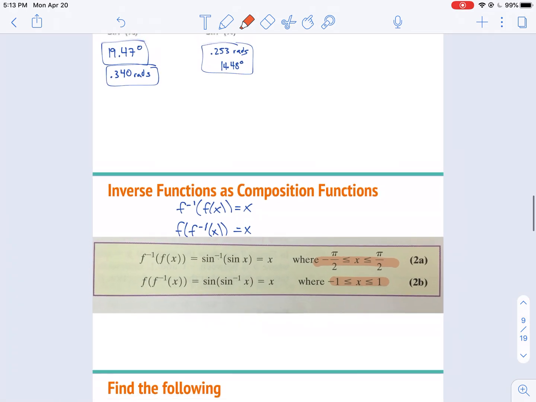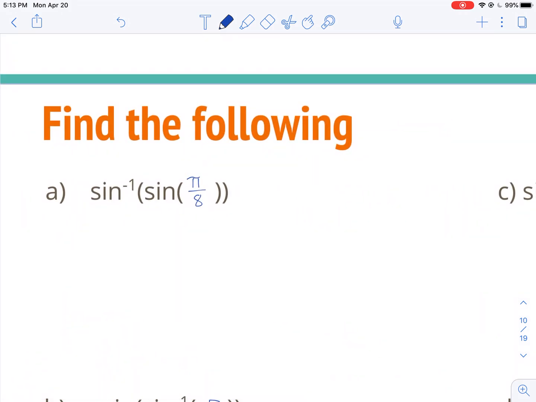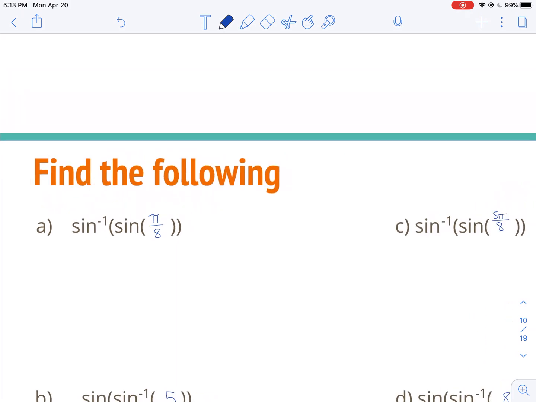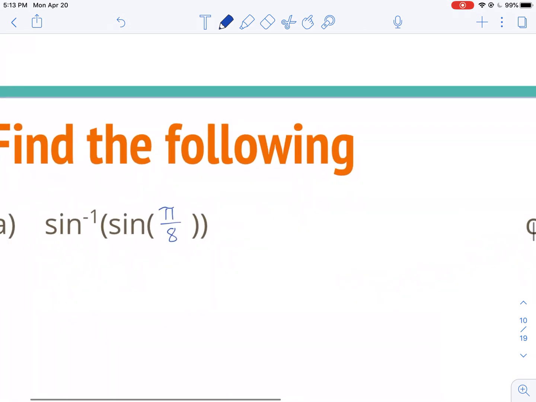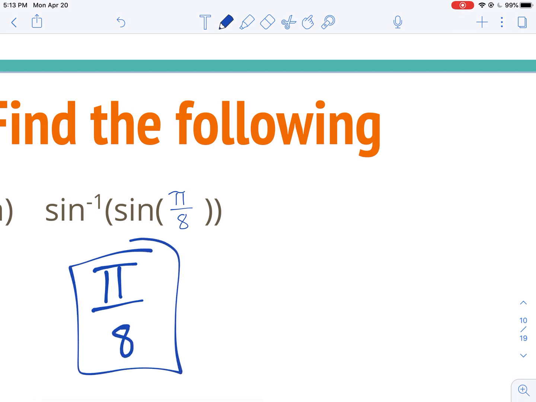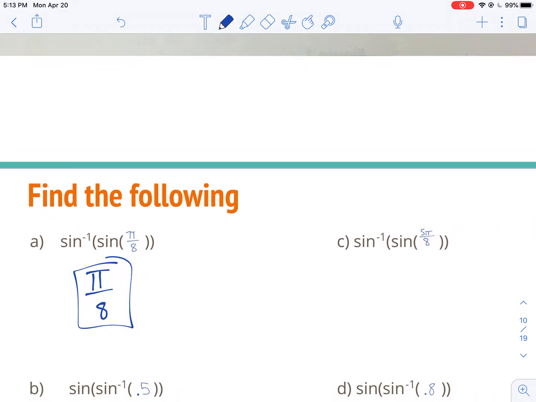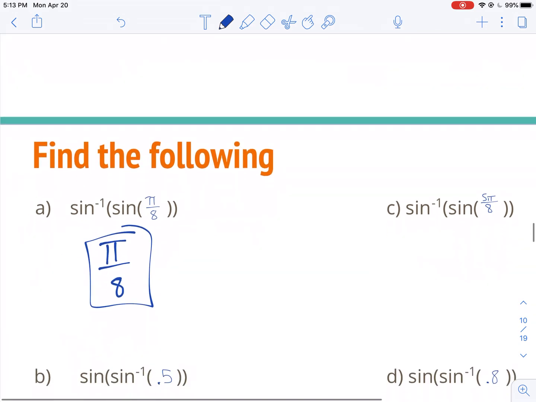So let's go ahead and practice this. I look here, and I have the inverse sine of the sine of pi over 8. And if I look up here at my rule, my inverse sine of the sine of x is just equal to x as long as that x is in between -pi/2 and pi over 2. Well, pi over 8 is in between these values, so my answer is just pi over 8. That's my answer. I see that pi over 8 is in fact between -pi/2 and pi over 2, so I'm satisfied with that.